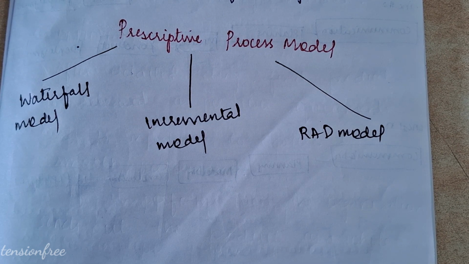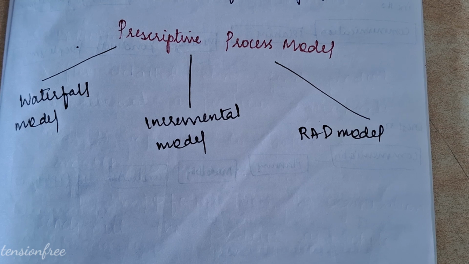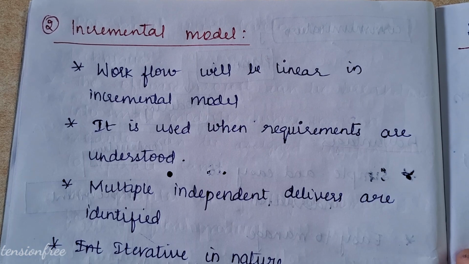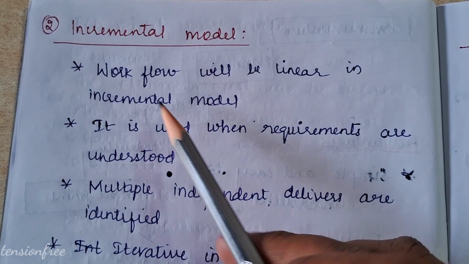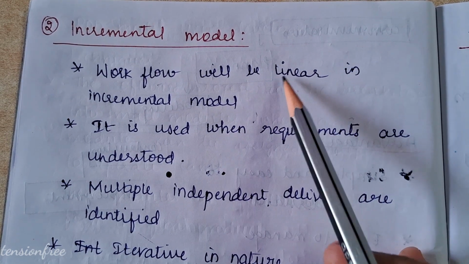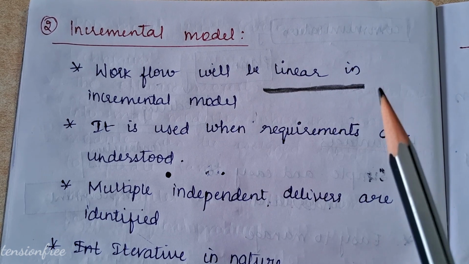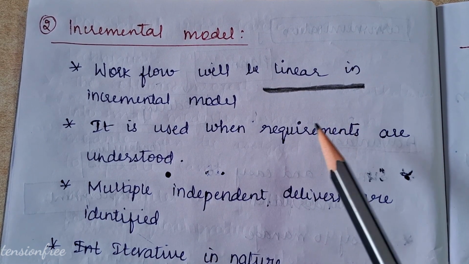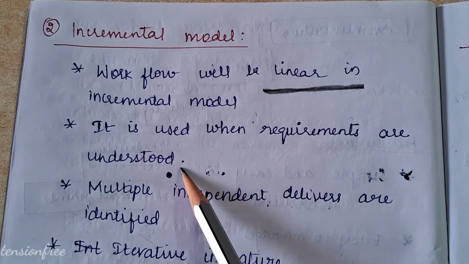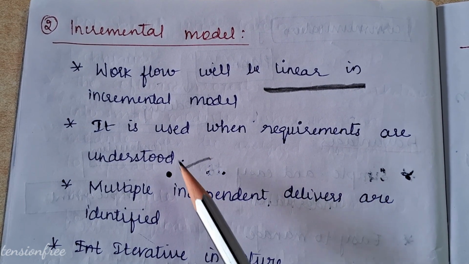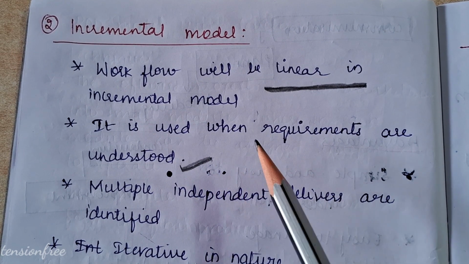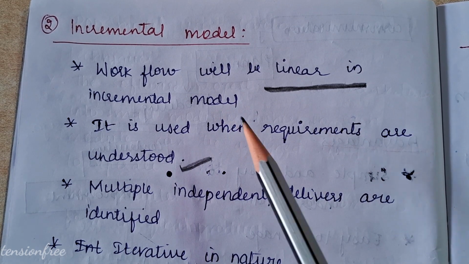We have already gone through the waterfall model, and now I'm going to discuss these two models, the incremental and the RAD model. Incremental model: the workflow will be linear in the incremental model, whereas in the waterfall model the workflow is in a sequential manner. It is used when the requirements are understood. If the developer understands the requirements, then we can use this incremental model.